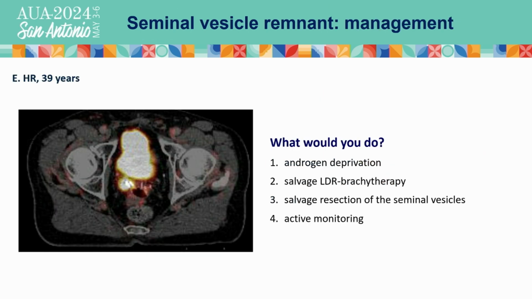But coming back to this case, what would you do in this situation? So he had undergone radical prostatectomy. He has this seminal vesicle remnant. So what would you do? Would you do androgen deprivation therapy? Would you ask your radiation oncologist to place some seeds in the seminal vesicle? Would you do a salvage resection of the seminal vesicle, or just active monitoring until there is progression, symptomatic progression, whatever? I don't have a polling question, but what would be your choice, or what would you do, Jeff, in this situation?